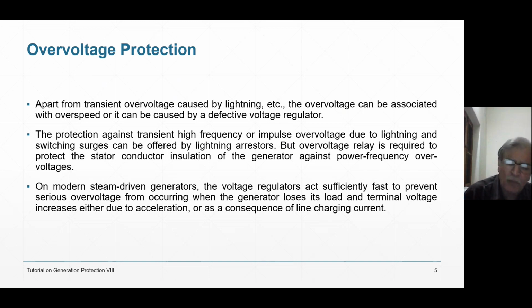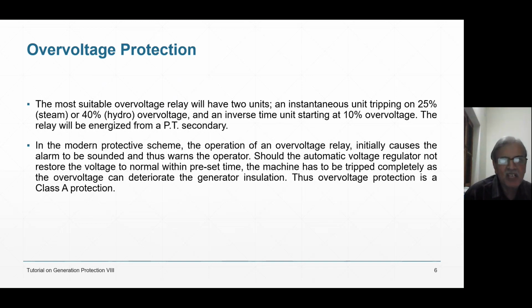And it is an auto loop. Usually you have not to take action. But if AVR is also under danger, AVR is also damaged, then you have to take from auto to manual, and you have to reduce the voltage by controlling the field. But if you cannot do so, then over voltage is damaging the stator insulation. And therefore, you see, it is class A protection. Over voltage protection is a class A protection. So that one has to remember.